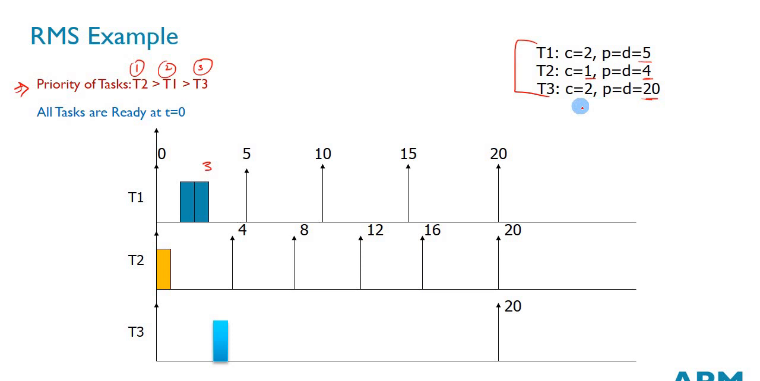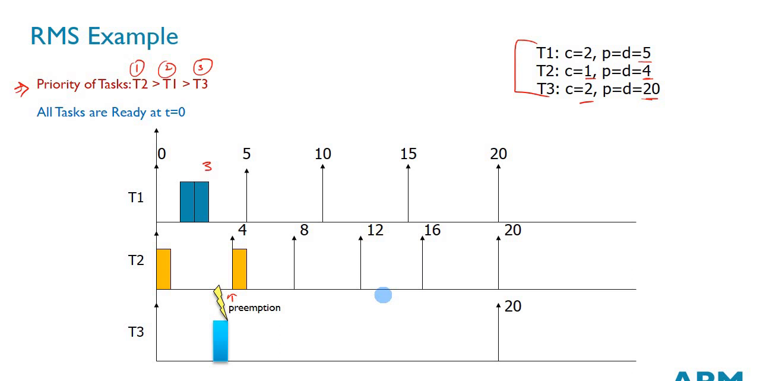Task 3 requires 2 units of time, but after completing 1 unit of time, the next periodic interval of task 2 happens over here, right? Because task 2 repeats itself every 4 units of time. So at this point of time, your task 2 will get a chance to run. Okay, so there is a preemption over here. Task 3 gets preempted and task 2 gets to run.